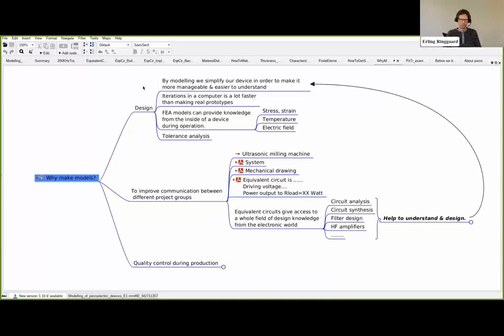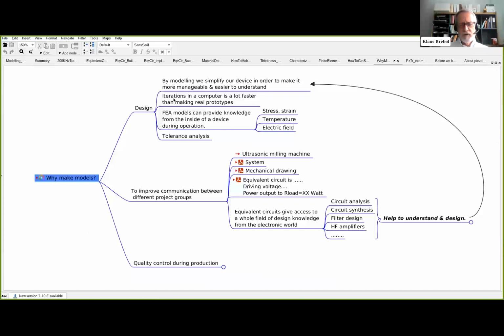Why do we make models? Well, there's the design question. By modeling, we simplify our device in order to make it more manageable and easier to understand. Iterations in a computer are a lot faster than making real prototypes, so we can hopefully cover much more ground using a model instead of using real prototypes.